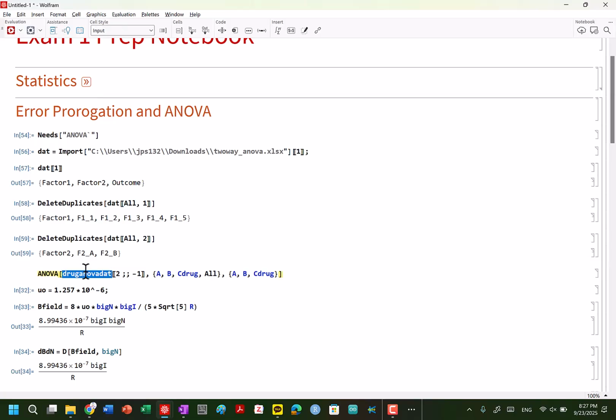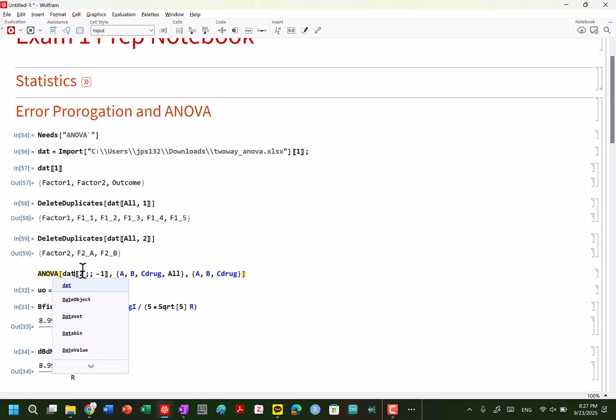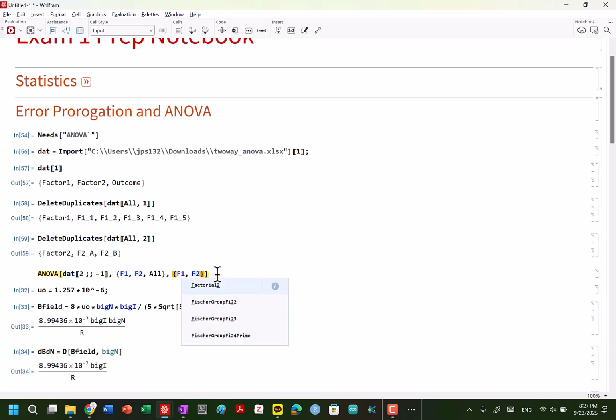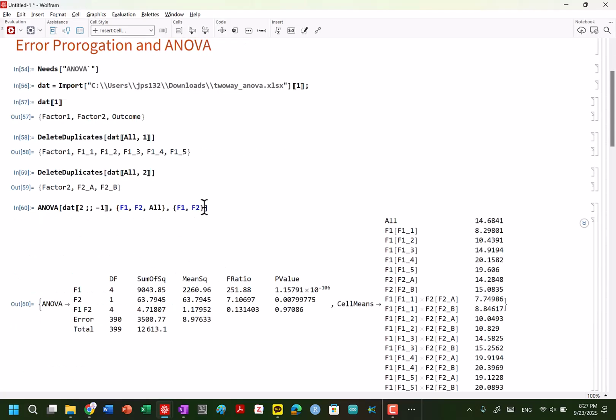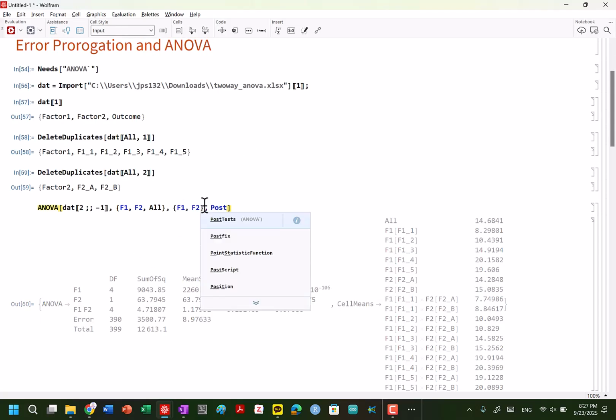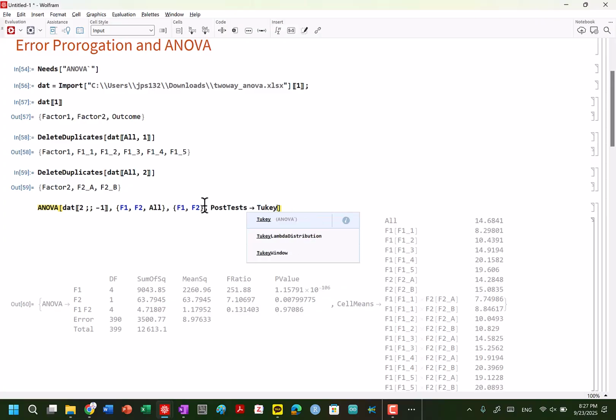So what I'm going to do is take my ANOVA, I'm going to put in DAT, give me basically from the second row all the way to the end of my list. I'm going to call this F1, F1, F2, and then that's it. So only 2 variables here. And then I'm going to specify again F1, F2. And let's look at what we got. And I'm actually going to do also post tests and then Tukey.